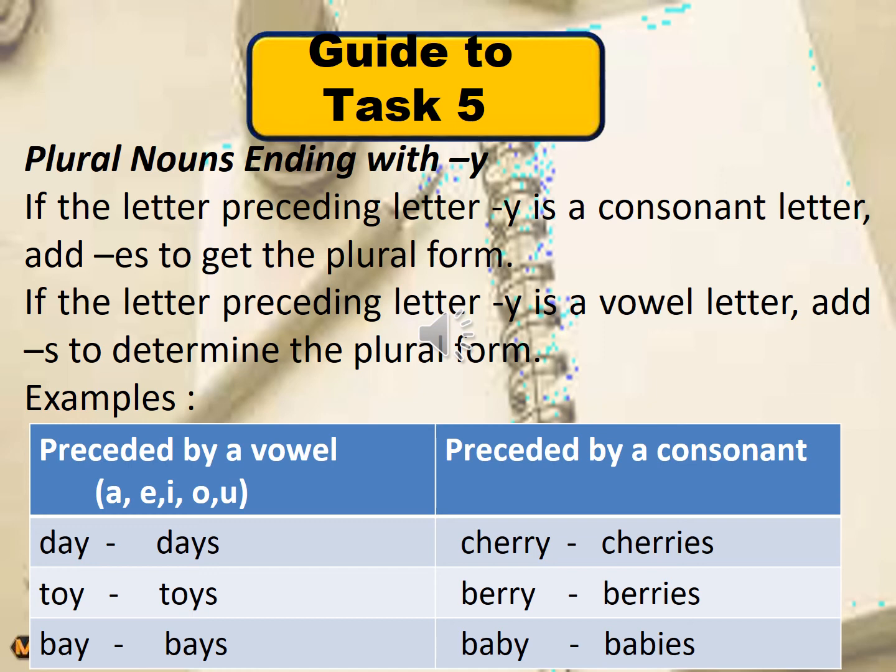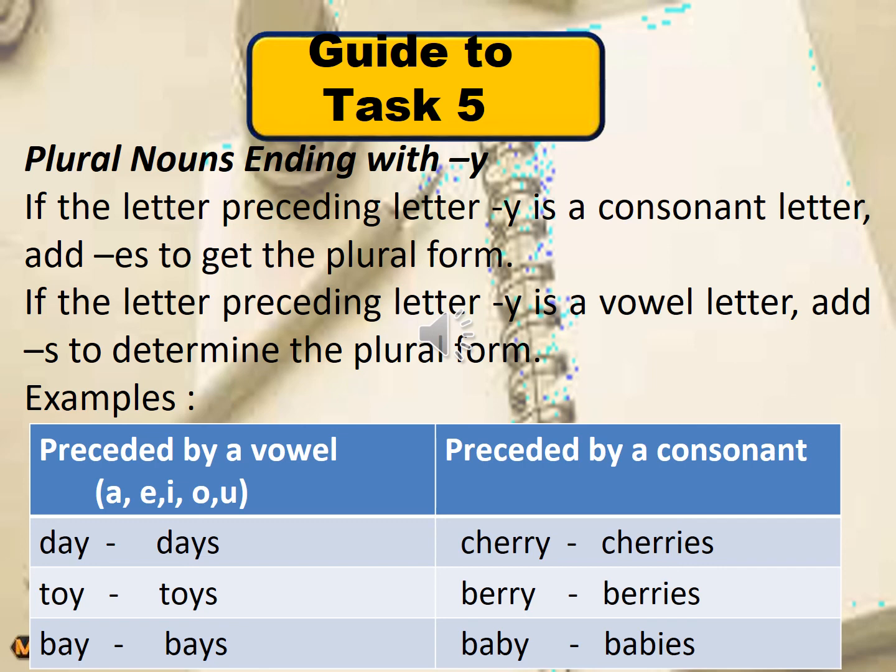And then the word toy, toys, bay, and bays. So these examples, all of them end in Y and preceded by a vowel. The next examples are consonant. So the word cherry, berry, and baby. The word cherry, it ends with Y, preceded by letter R. So you will just change Y into I and then add ES. Next is berry. Berry ends with Y and then preceded by letter R. So change Y again into letter I and then add ES. So we now have berries.